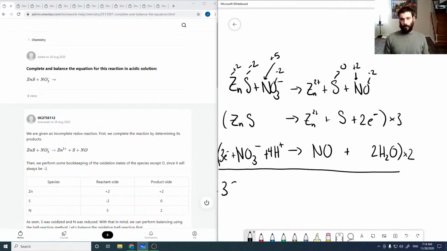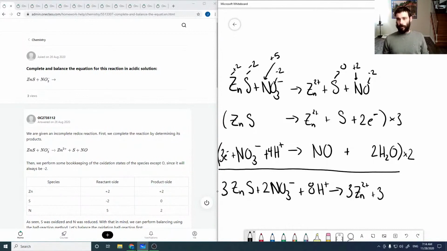So we're gonna get 3 zinc sulfide on the reactant side from this guy. We're gonna get 2 NO3 minus plus 8 H plus goes to 3 zinc 2 plus, 3 sulfur. I guess I should have put 2 NO and plus 4 H2O. And so then this is our balanced equation in acidic solution.